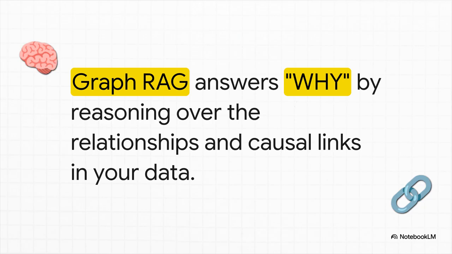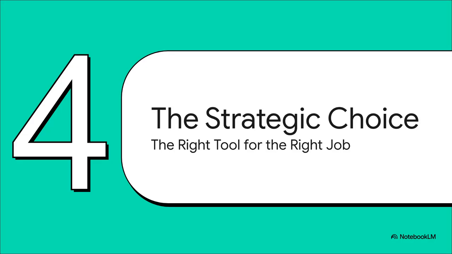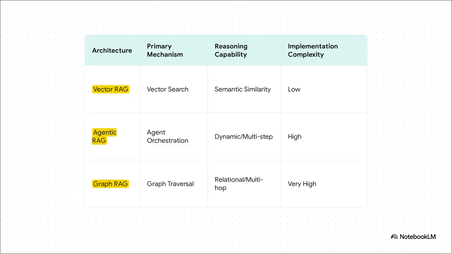It's incredibly powerful. So what this all means is that you shouldn't be looking for the single best type of RAG. That's the wrong way to think about it. The real goal is to make a strategic choice, to pick the right tool for the specific job you need to get done. And this table lays out those choices perfectly. Vector RAG is easy to implement, but its reasoning is pretty basic. Agentic and Graph RAG, on the other hand, give you these incredible reasoning powers, but that comes at a price. They are way more complex to build. It's that classic trade-off, power versus simplicity.